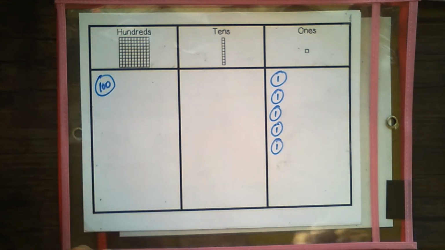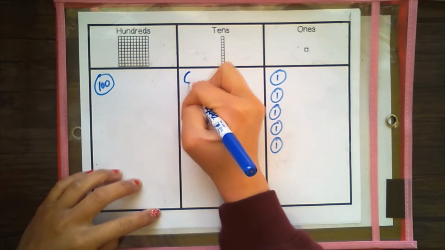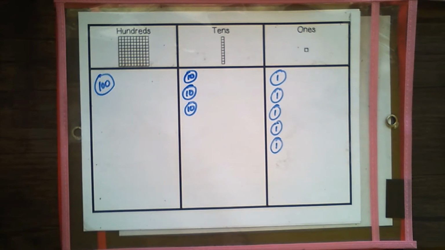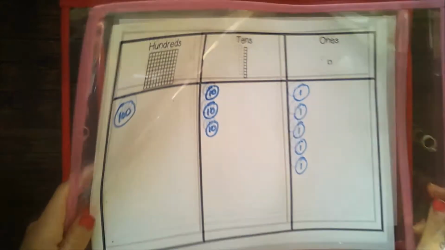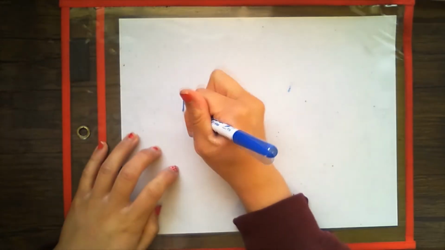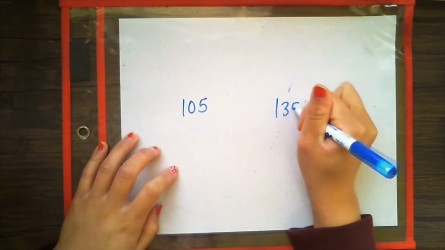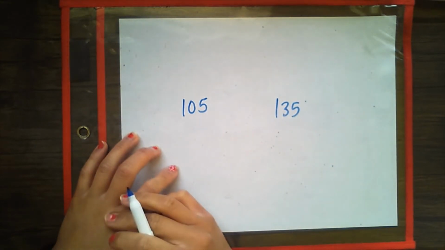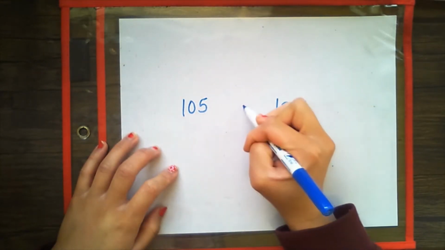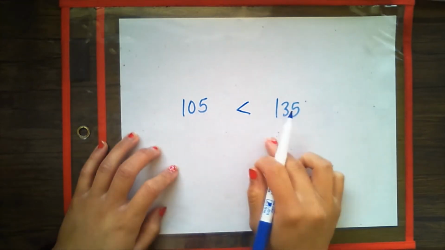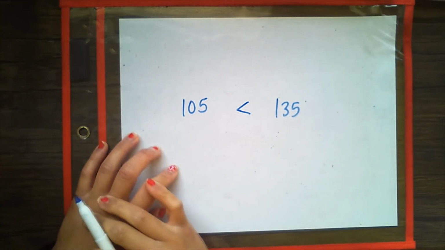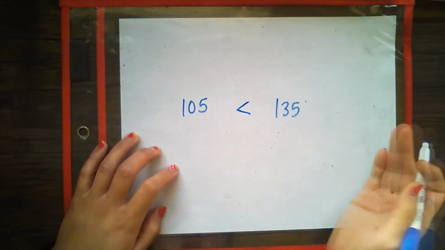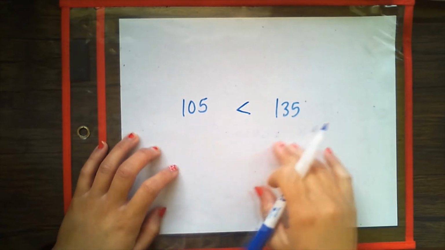Now I'm going to make the number 135. Which number is less? 105 or 135? So which number is less? And I want you to say it as a sentence. Great. 105 is less than 135. How can you tell? Talk to a friend or family member about that. How can you tell 105 is less than 135?